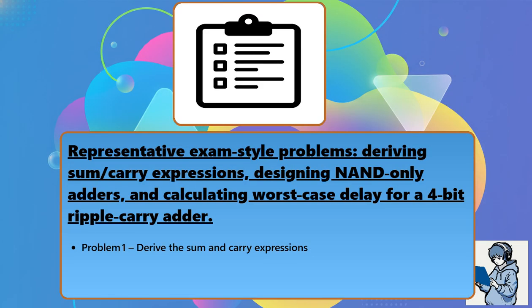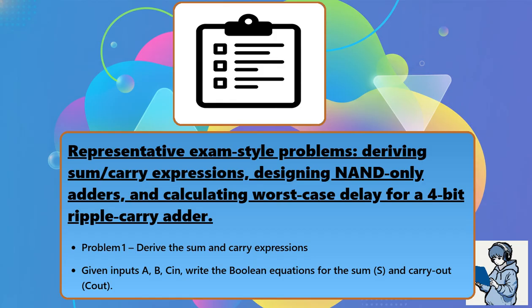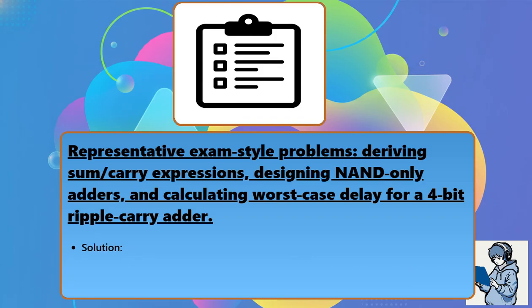Problem 1: derive the sum and carry expressions. Given inputs A, B, and Cin, write the Boolean equations for the sum S and carry-out Cout. A solution: sum S equals A XOR B XOR Cin, which equals (A and not B and not Cin) plus (not A and B and not Cin) plus (not A and not B and Cin) plus (A and B and Cin).